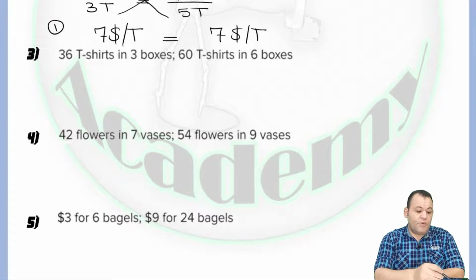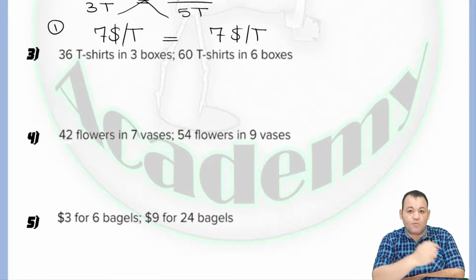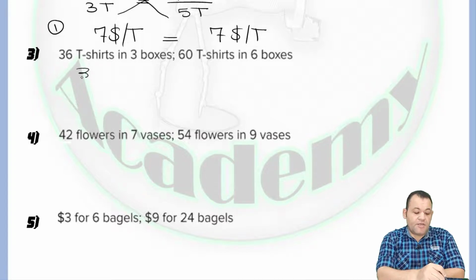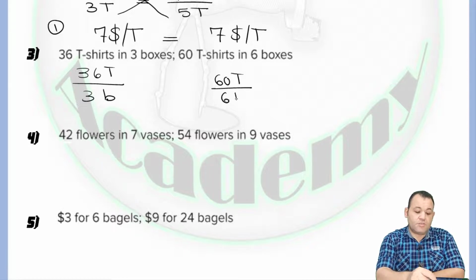In question number 3, we have 36 t-shirts in 3 boxes and 60 t-shirts in 6 boxes. We need to find if they are equal rates or not. So we need to find how many t-shirts for each box. We'll divide 36 t-shirts by 3 boxes, and the second one will be 60 t-shirts for 6 boxes.